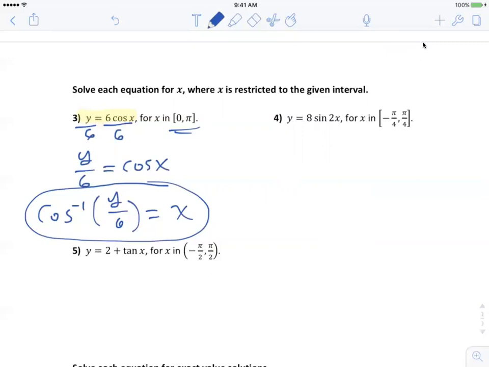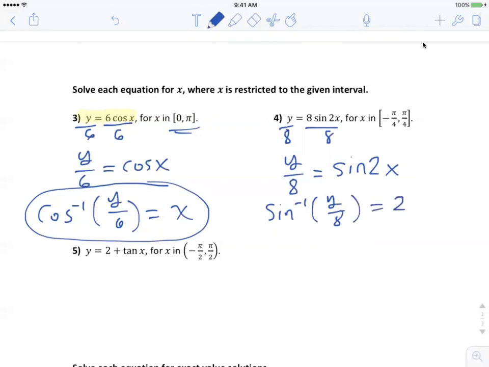Well, my first thing is I've got to divide both sides by 8, right? So now I've got y over 8 equals sine 2x. Okay, now I'm going to strip off that sine. So I'm going to put that to the other side. That's going to be now sine inverse y over 8. But what I'm left with is 2x, right?